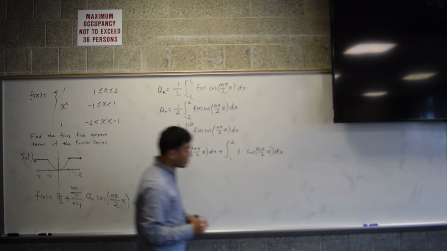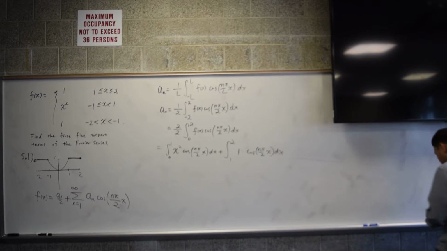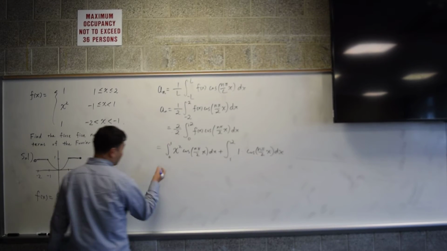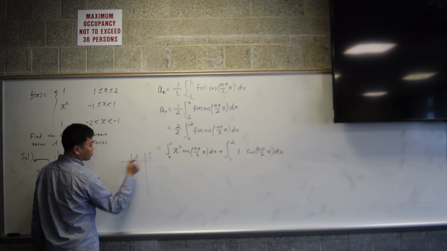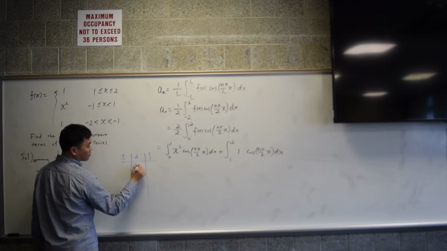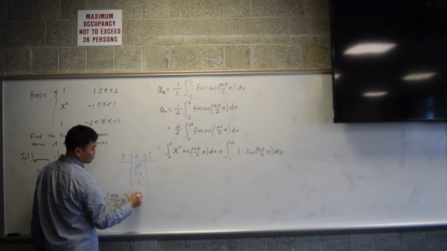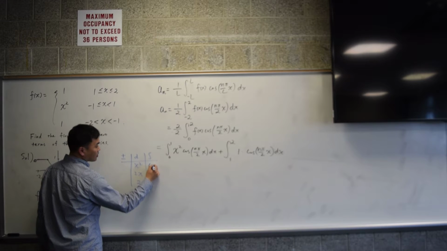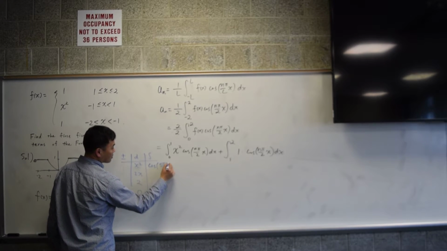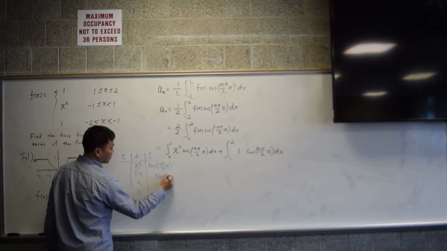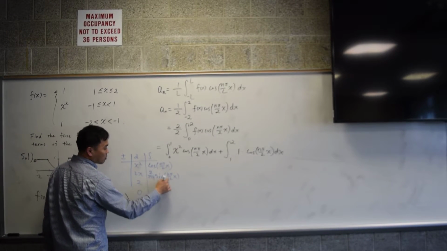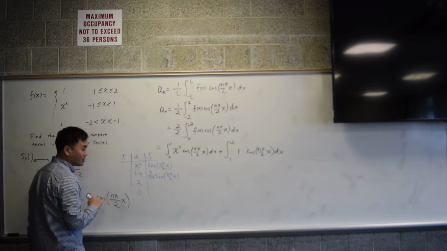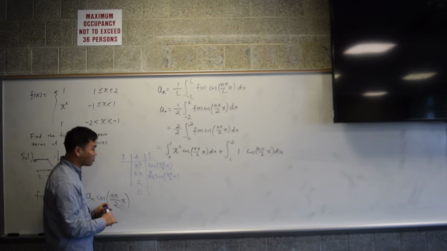Now the first integral requires integration by parts or tabular, but since I like tabular so much, I'll use tabular to calculate. So let's see. I do an integral, plus minus, x squared, 2x, 2, and 0. And cosine n pi over 2x, if you integrate that, sine n pi over 2x, and put the reciprocal in front, is 2 over n pi. Remember, anything that you have, the reciprocal should be put in the front whenever you do the integrals.